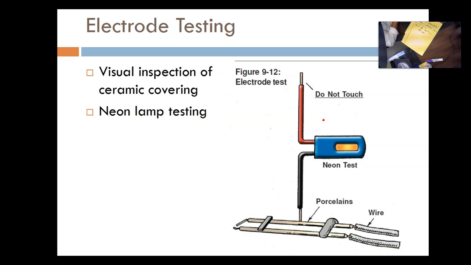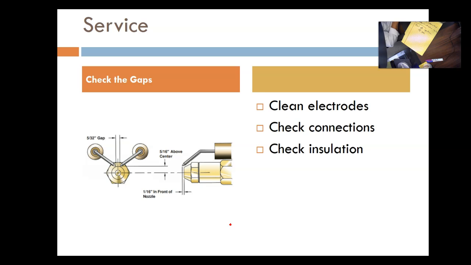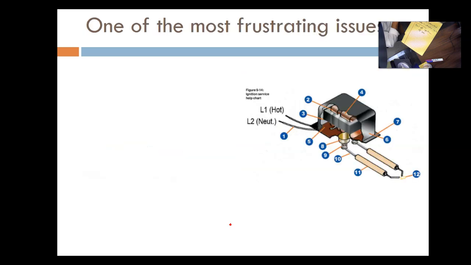This is an electrical tester, and it's supposed to light up if there's any leak, and you brush it against the electrodes. Electrodes usually are not that expensive, so when in doubt, you can change the electrodes. Just make sure they are the right length and the right distance from the diffuser plate and from the nozzle. Setting the gap is very important, and that's one of the issues you will have if the gap is not set well. So you want to have clean electrodes, check the connections, check the insulation, then check the gap and make sure it is as recommended by the manufacturer to get the right amount of heat, so you will ignite the oil.